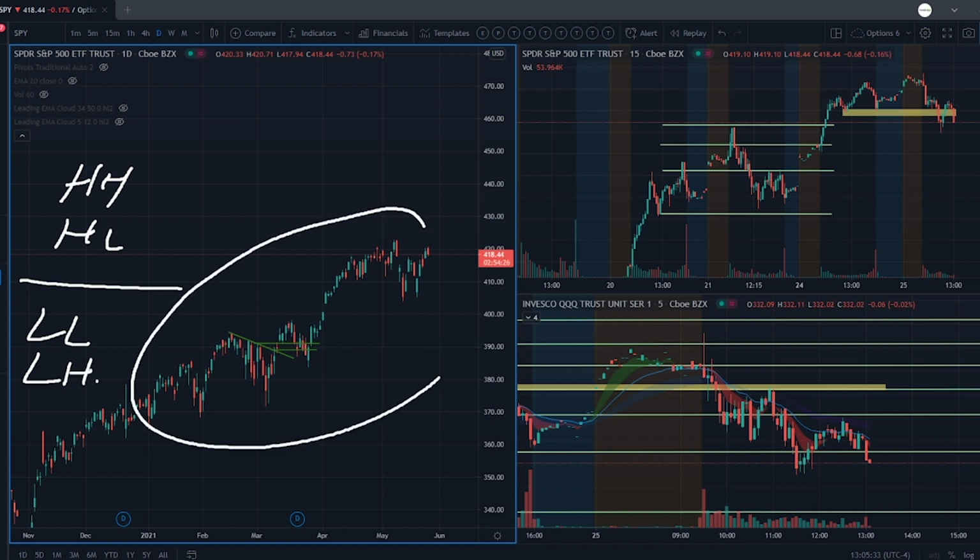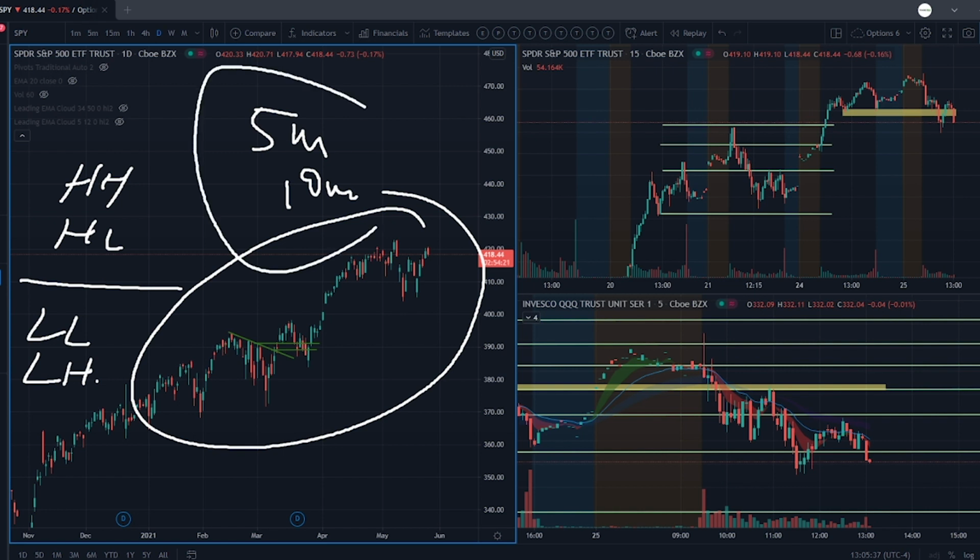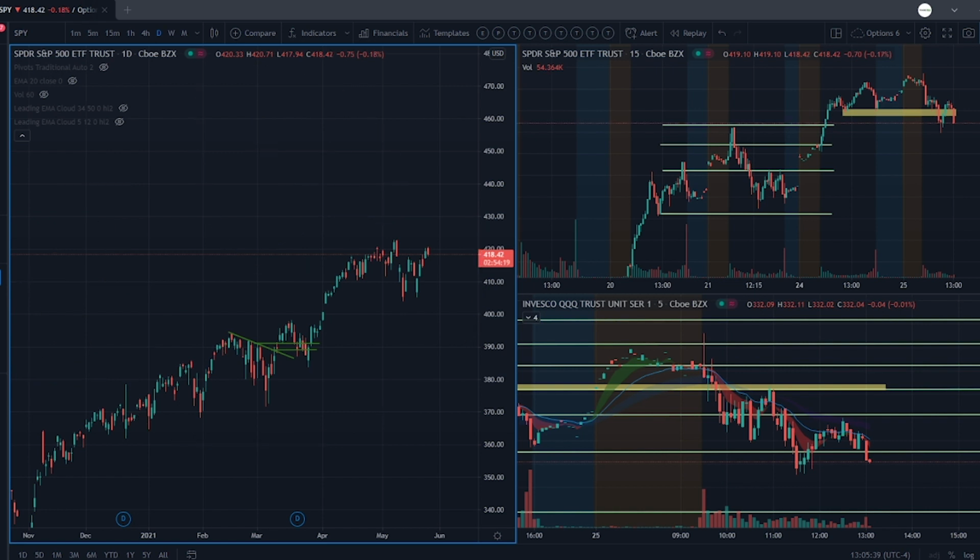So you can look at this on a daily basis. You can look at it on a 5-minute. You can look at it on a 10-minute. The markets are fractal, so no matter what time frame you look at, you are going to find a trend somewhere. So if we look at this, obviously on the SPY, we have the upside structure. So we have higher highs and higher lows, higher highs and higher lows.